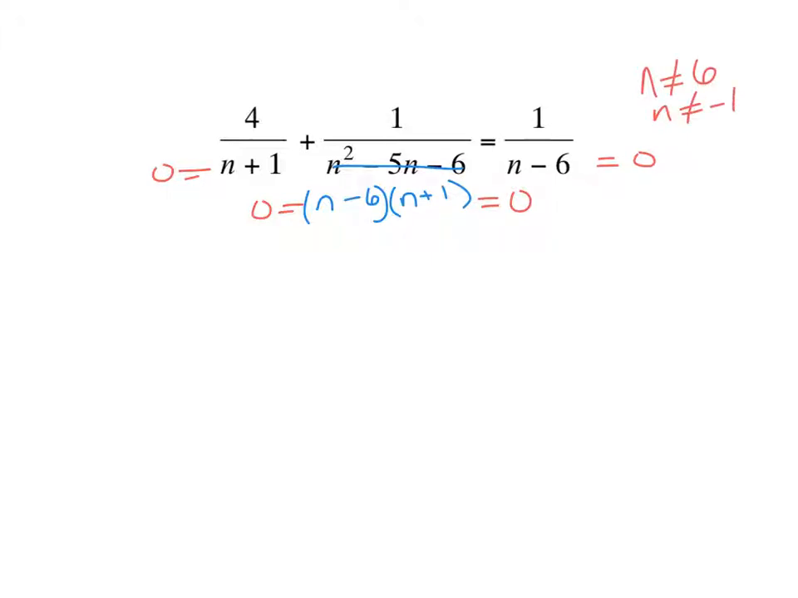And if you notice, if you put 6 in, you get 0 for the last and second fraction. And if you put negative 1 in, you will get 0 for this fraction and this one here. So that being said, I know the two values of n that cannot exist, so I can go ahead now and solve. So what I'm going to do is rewrite this with the new denominator for the second one.